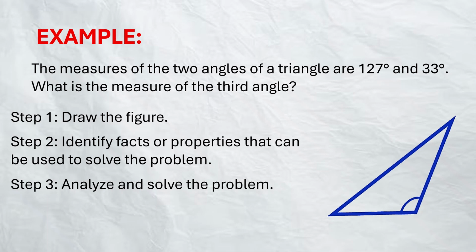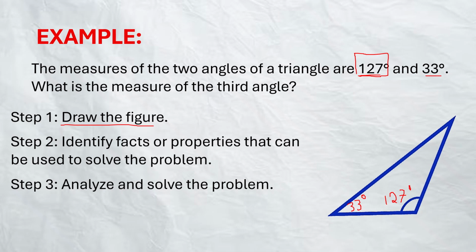And the last example, the measures of the two angles of a triangle are 127 degrees and 33 degrees. So what is the measure of the third angle? So again, step 1 is you have to draw the figure. Step 2, identify the facts or properties that can be used to solve the problem. And then step 3, analyze and solve the problem. So take note that one of the measurements of the angle is 127 degrees. So we can say that we are talking about an obtuse triangle. So this is now 127 degrees, while the other angle is 33 degrees, which is an acute angle.